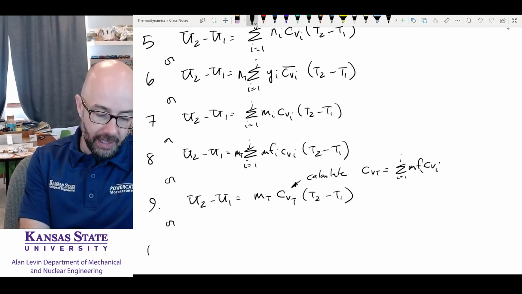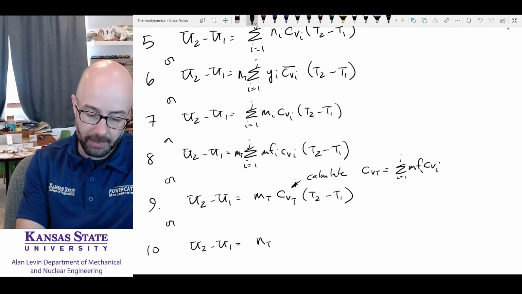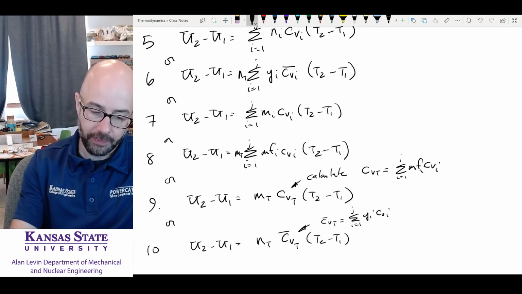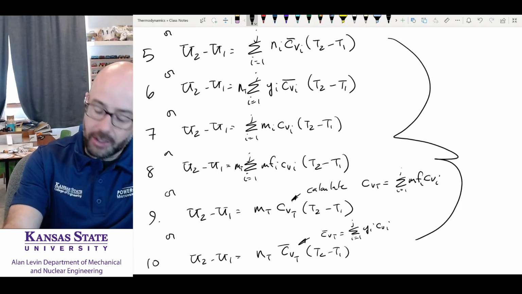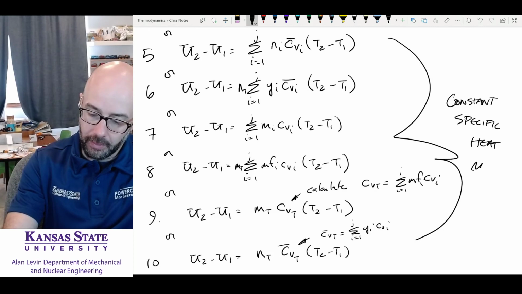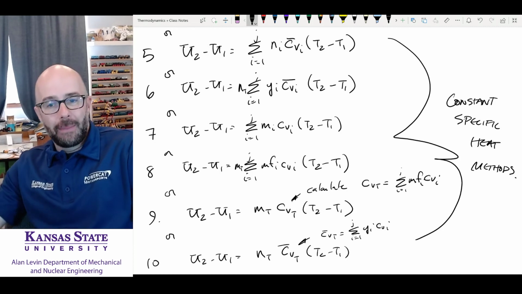Or way 10 is we could say U2 minus U1 is equal to the total number of moles times C sub V bar total, which we'd have to calculate using C sub V bar total equal to the summation of i equals 1 to J of Yi times C sub V bar i. And take that times T2 minus T1. Okay. All of these ways here are constant specific heat ways. All of them get you the same answer.